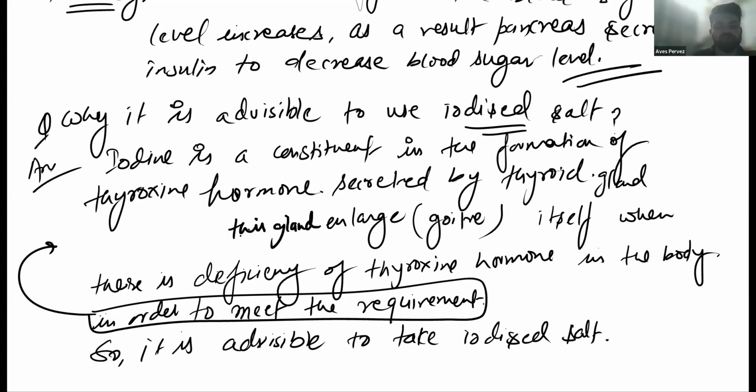So in order to meet the requirement, this gland enlarges itself when there is a deficiency of thyroxine hormone in the body. Okay, so it is advisable to... Got it? You understood how to write? In order to meet the requirement, you have to write here. Note it down.